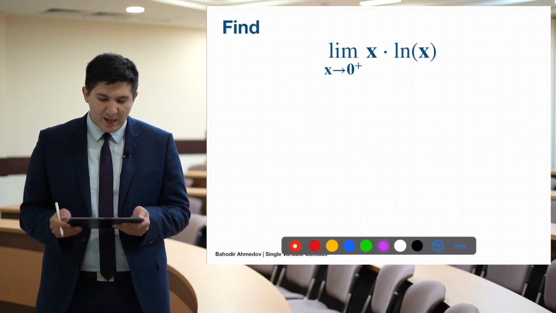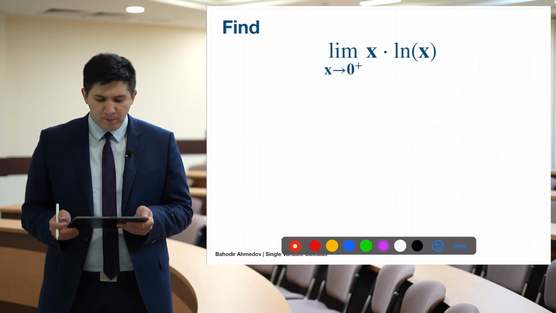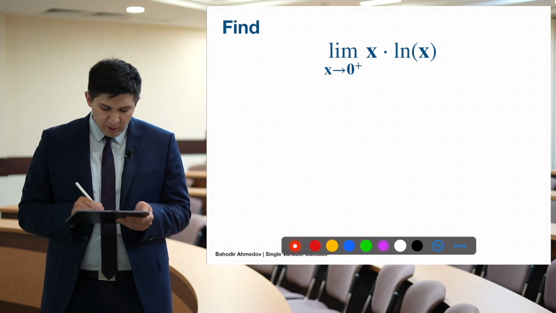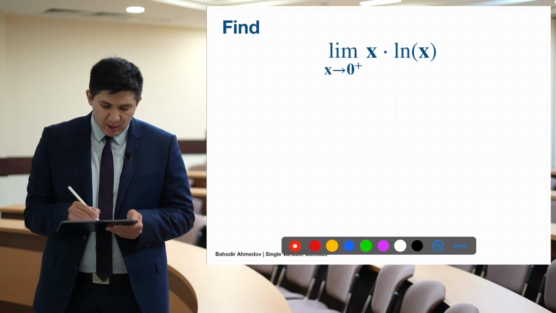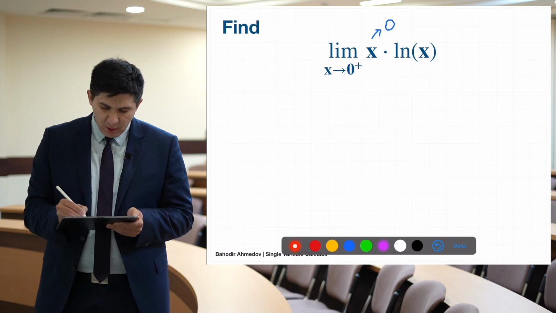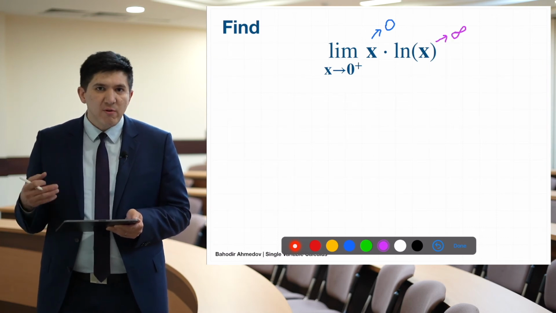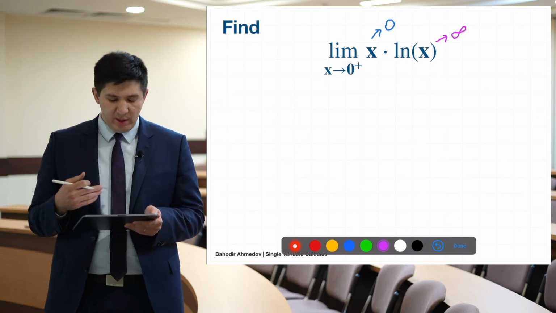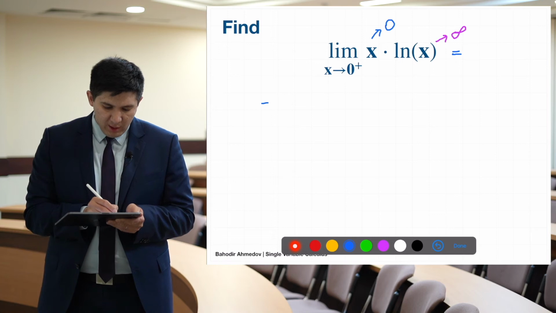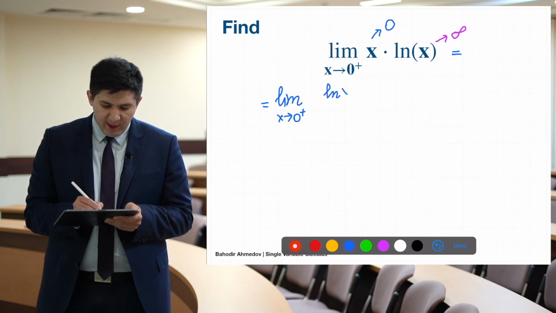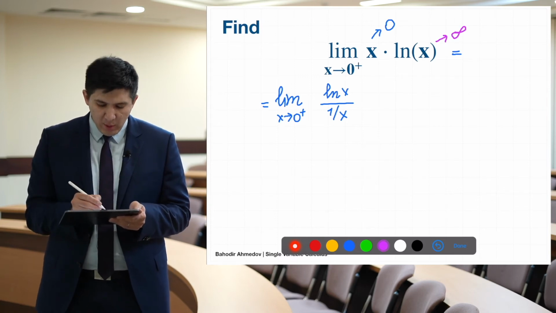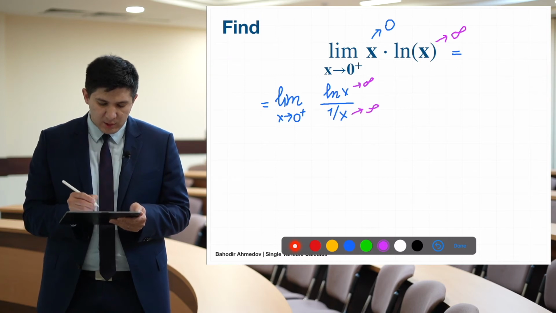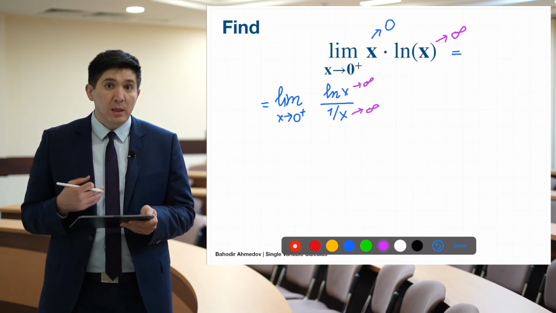Find the limit of x times ln of x. This is another type of indeterminate limit, a 0 times infinity limit, right? Because when x goes to 0, this term goes to 0, and this term goes to infinity. So I can rewrite this limit in the form of infinity over infinity. I'm going to write this as the limit as x goes to 0 from the plus side of ln of x divided by 1 over x. Now indeed I have a new limit where the numerator goes to infinity and the denominator also goes to infinity, because we know that 1 divided by 0 goes to infinity.